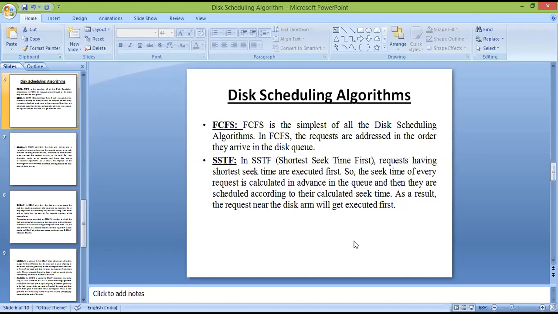When the disk scheduler has a number of works or jobs, the operating system calculates the seek time, and depending on that seek time, the work with the minimal seek time is executed first. This type of algorithm is known as SSTF, shortest seek time first.